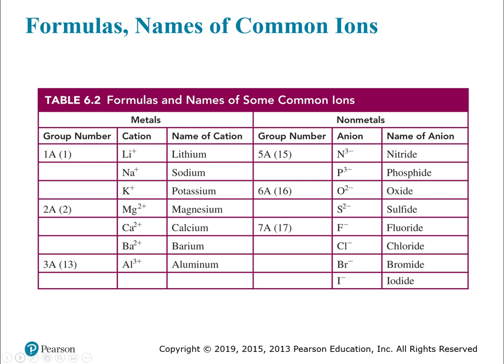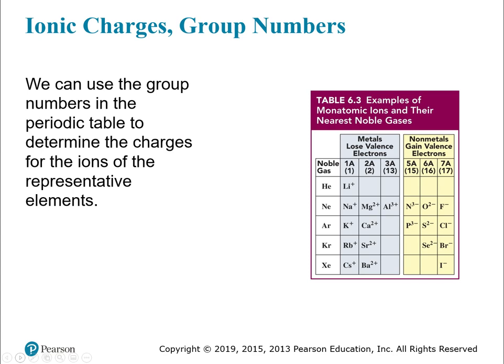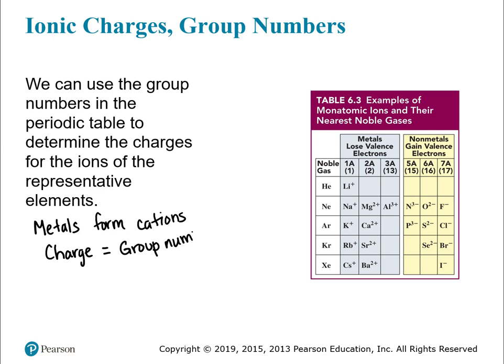This table has formulas and names of common ions. You've got the metals on the left, the nonmetals on the right. This will help you tremendously when you're writing formulas and naming compounds. We can use the group numbers on the periodic table to determine the charges for the ions of the representative elements. Metals form cations. Their charge, and again, this is for the representative elements, is equal to their group number. But it has to be the one with the A behind it. So group 1A has a charge of 1+.